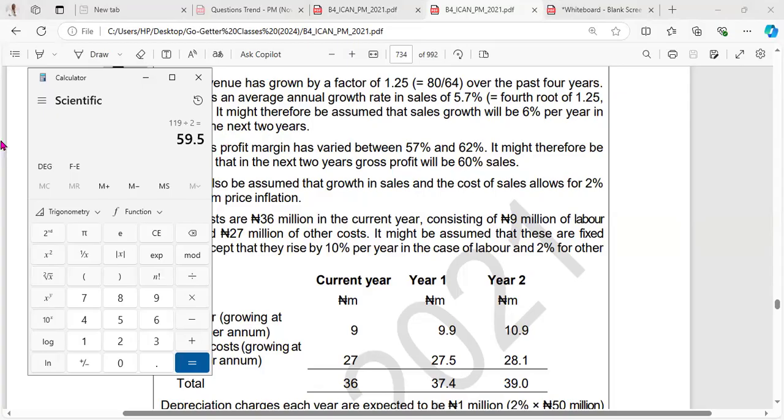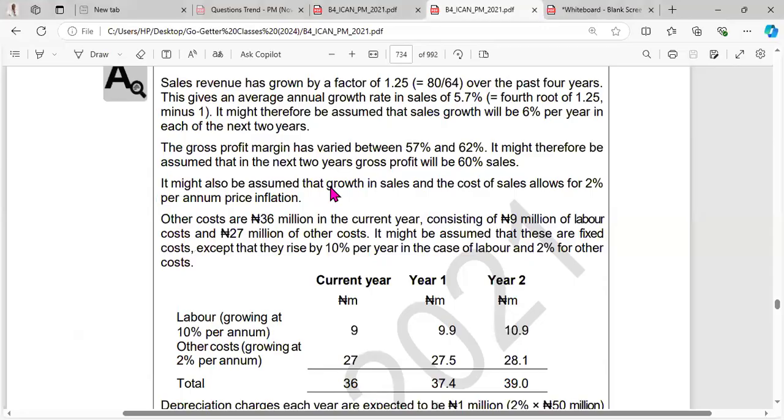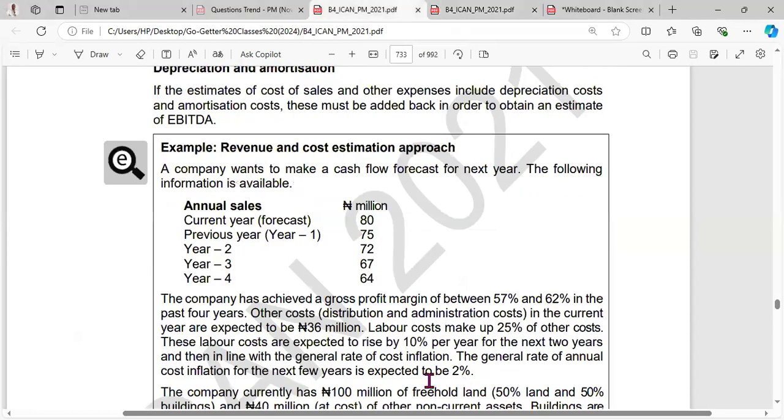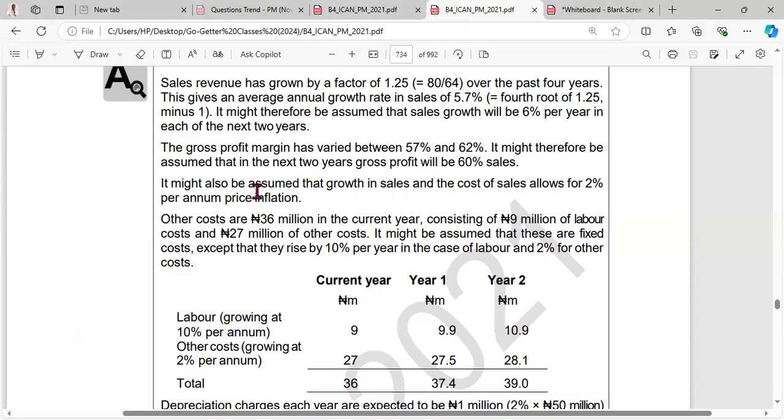So that's an assumption. It might also be assumed that the growth in sales and the cost of sales allows for 2% per annum inflation, because we are told that the general rate of annual inflation for the next few years is expected to be 2%. So the sales price will allow for this 2% inflation.